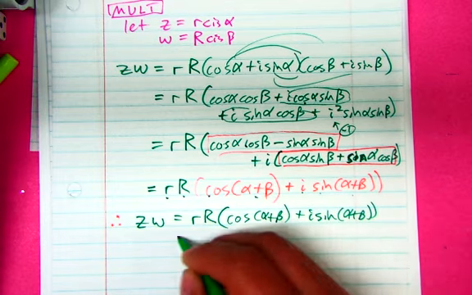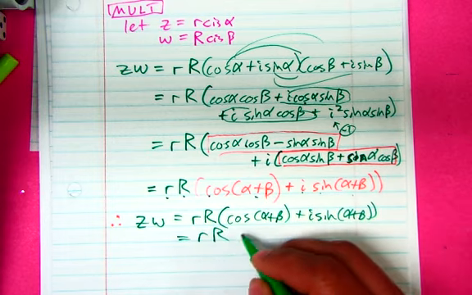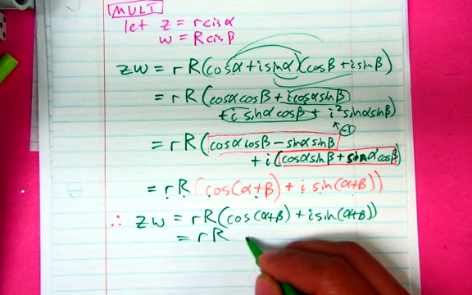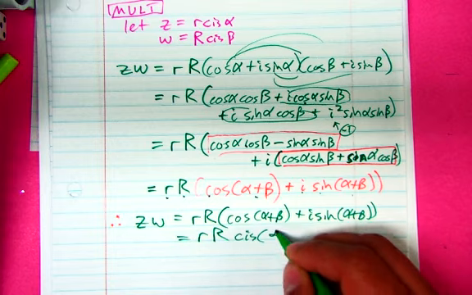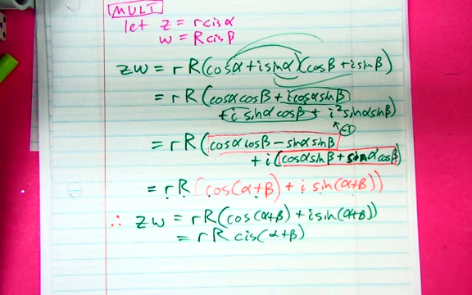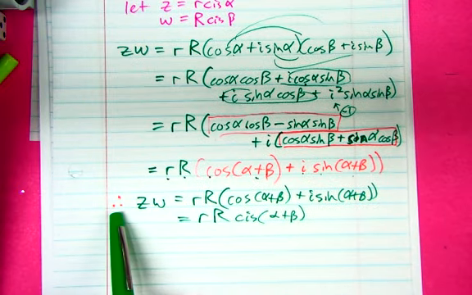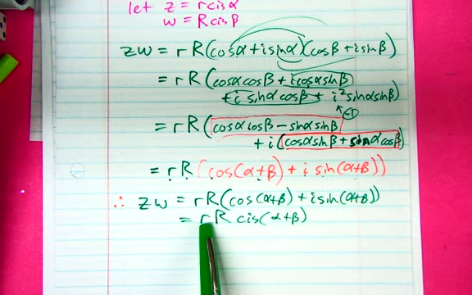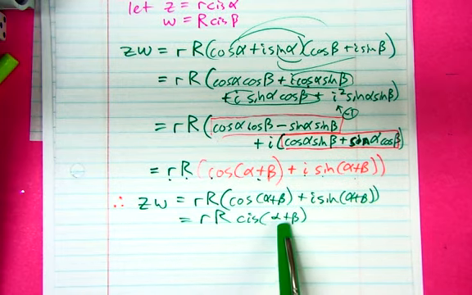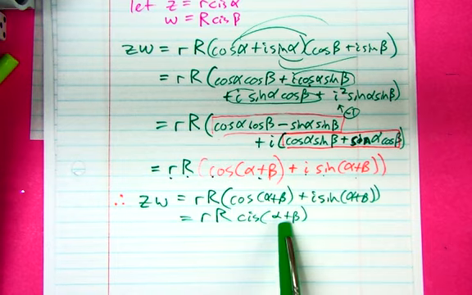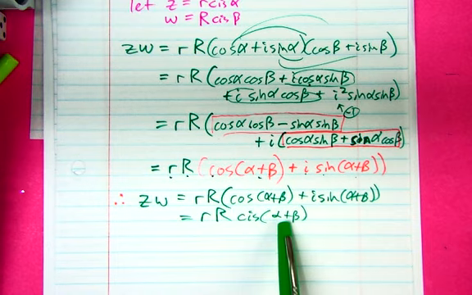And if we wanted to clean things up even shorter, this is the same as capital R times CIS alpha plus beta. So in other words, when you're multiplying numbers in CIS form, all you need to remember is you multiply the radii and you add the angles.